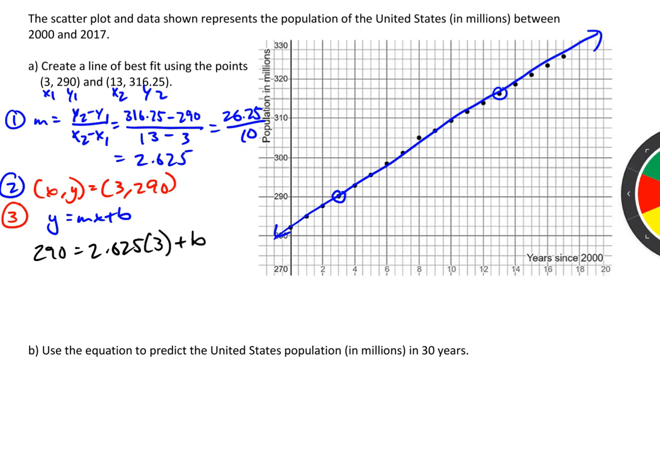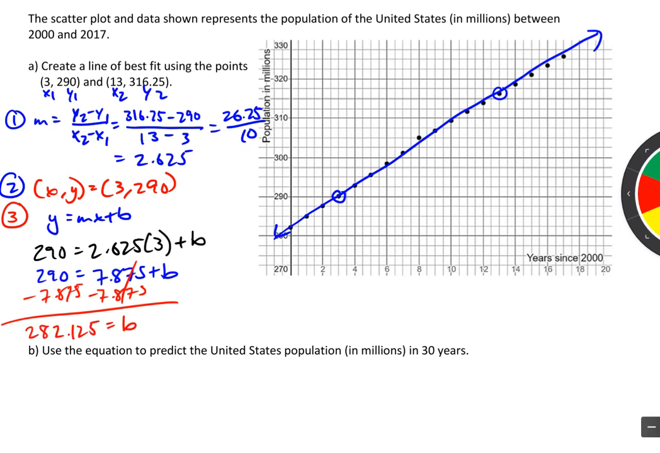Okay, so we're going to calculate 2.625 times 3. So this is going to be 290 equals 7.875 plus b. And then we're going to solve, so just going to subtract. Basically, 290 minus 7.875. So that means our y-intercept is going to be 282.125, which is b.